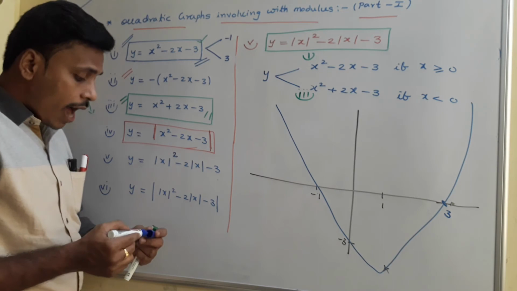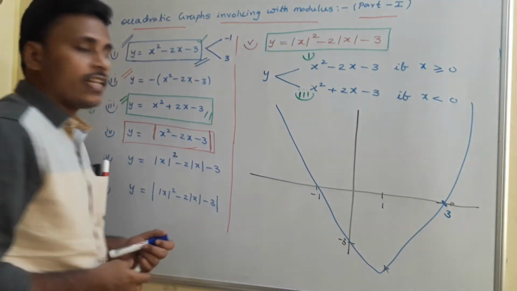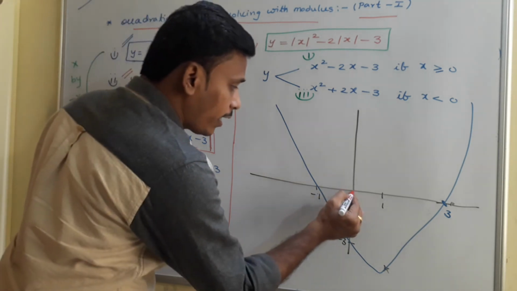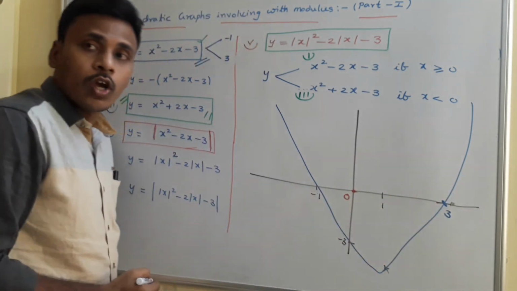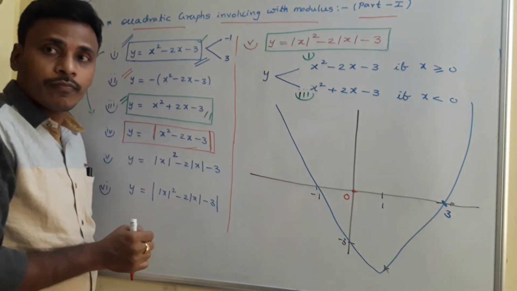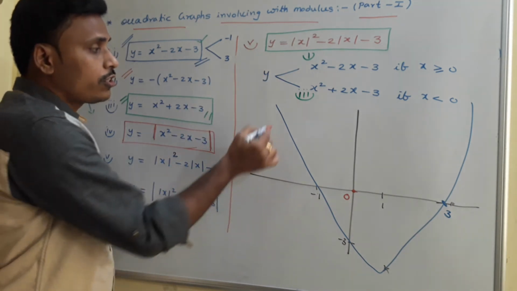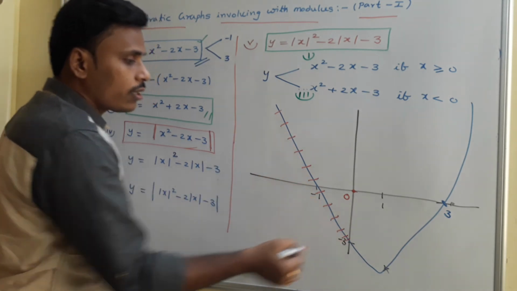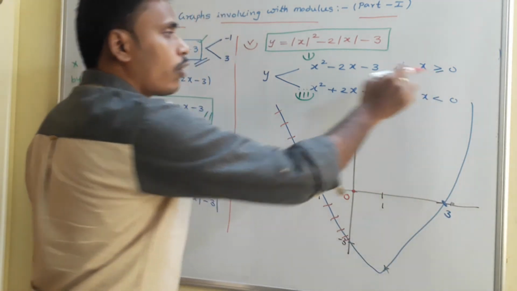Right. And we need to consider this graph only if x is greater than 0. See, x greater than 0 means what? We know this is the origin, right? And x greater than 0 means only in this positive region. Only in this positive region you need to consider this graph. You are not allowed to consider the graph in the negative region. So just neglect all this part. You need to neglect all these things. Only this part you need to consider in the positive region of x.